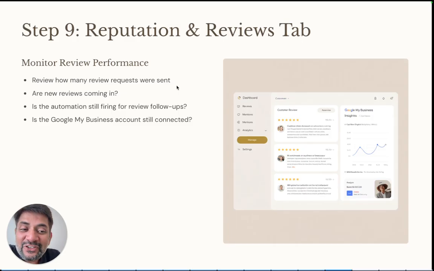Step 9, reputations and reviews tab. Review how many review requests were sent. Are new reviews coming in? Is the automation still firing for review follow ups? Is the Google My Business account still connected?